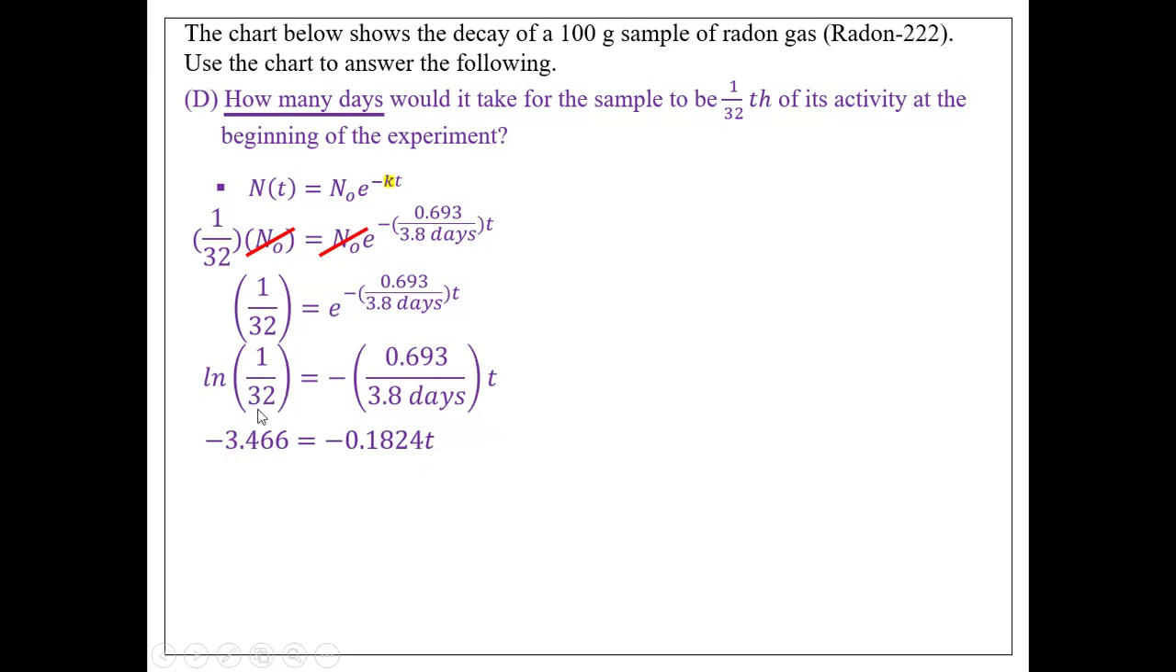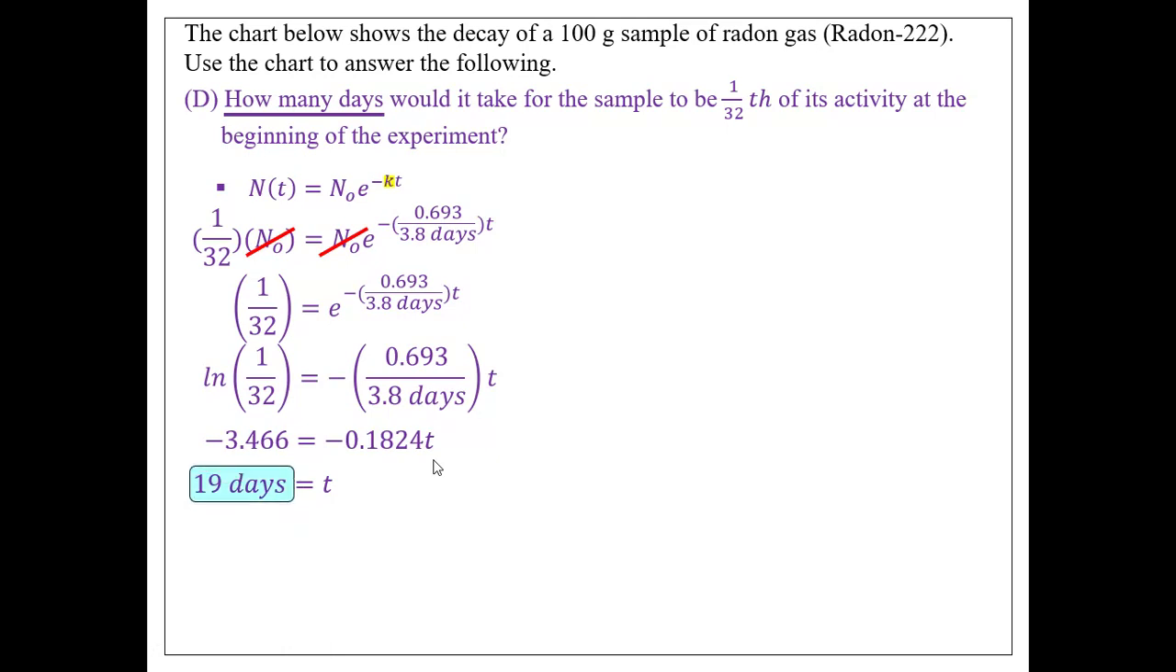ln of 1/32 will give us negative 3.466. Well, to find t, divide both sides by the coefficient in the front, which is negative 0.1824. So if I do that correctly, I'll get about 19 days. Okay, so that's one strategy to do it. That is to use ln to get rid of e.